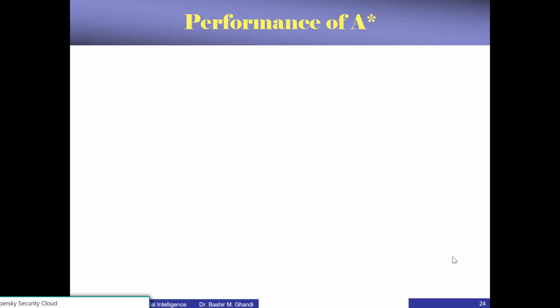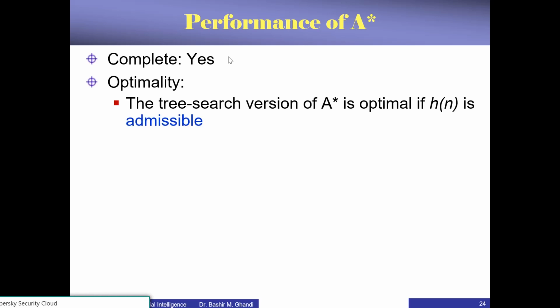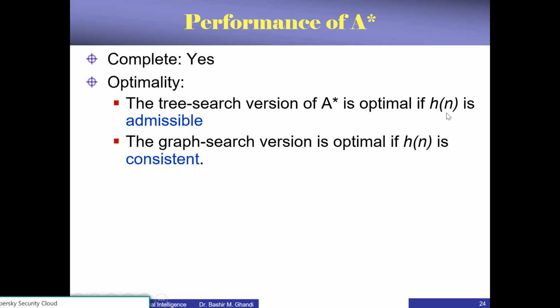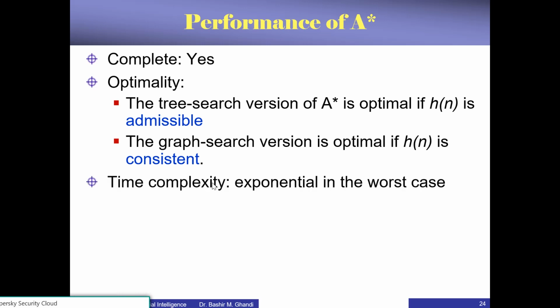To summarize now, let's look at the performance of A star. In terms of completeness, it is definitely complete. In terms of optimality, from what we have seen so far, there are two cases. If A star is implemented using the tree version, then it will be optimal if h(n) is admissible. Simple admissibility is enough. However, if A star is implemented using graph search, then it will be optimal if h(n) is consistent. All right, that's what we can say about the optimality of A star.